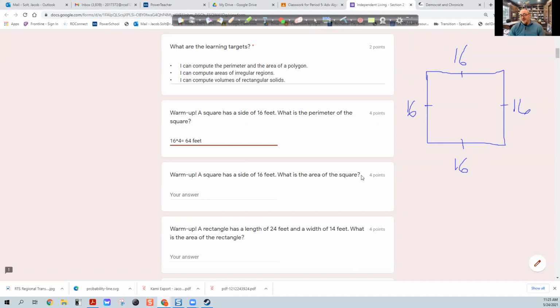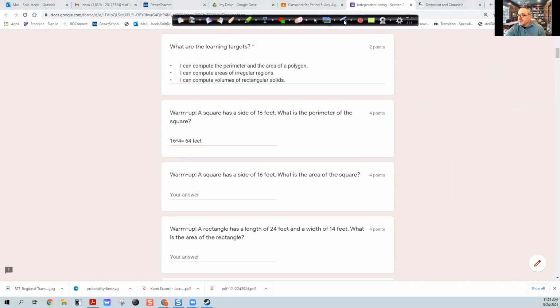You always want to label with units whatever you're measuring there. So that's kind of how you go about the perimeter of a square. All right, let me get rid of all that, and I'll go back to this, and there we go.